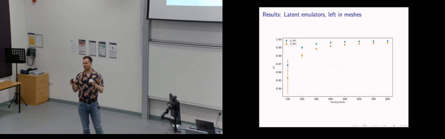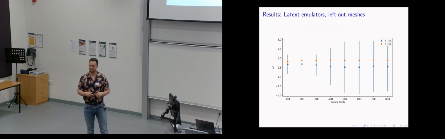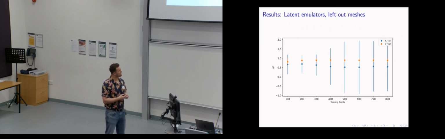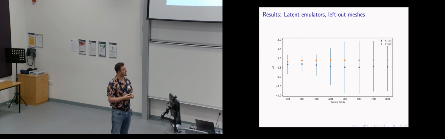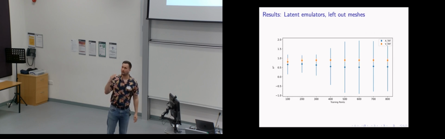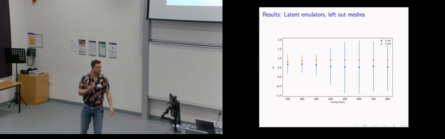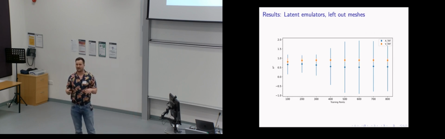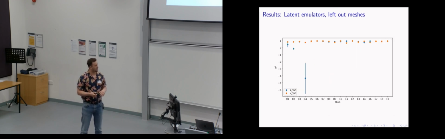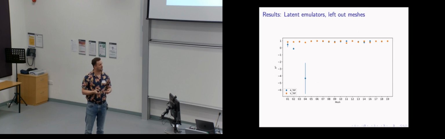However, when I remember I said earlier, the idea of this is if we've covered our latent space, we should be able to predict really nicely for unseen meshes. Unfortunately, that's not so true. We do okay. We do better for VTAT than ATAT. And we're above a 0 R-squared, which means we're predicting better than the mean. But we're not anywhere near that same predictive accuracy we were talking about before. And when I couldn't work out why, I went and looked at the individual emulators, and it's because 4 absolutely tanks it.